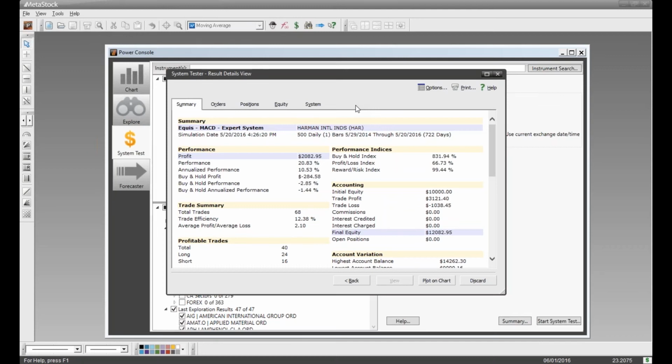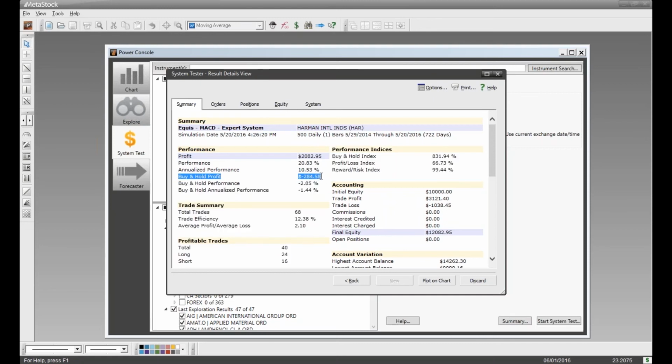How much money did I make? What was my performance? Was I in long? Was I in short? All these different things. And this is what this window allows me to do. So taking a look at the very basics here, I made $2,000 actively trading this.